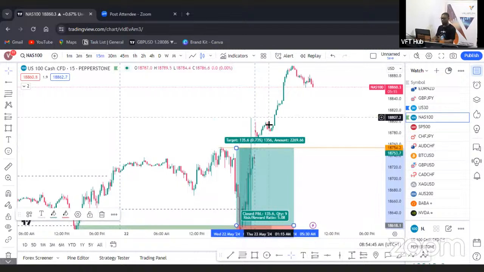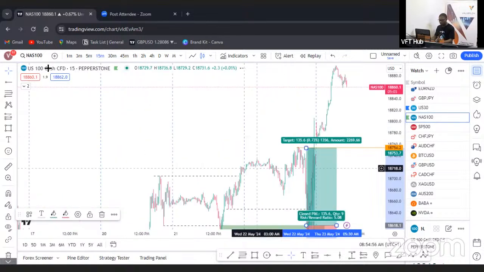Anything above here was just probably after taking enough from the market, 80%, 90% off the table. Just wanting to allow the rest to run and see how you can maximize the entire trend. So this is what we have on US 100, that's NASDAQ.